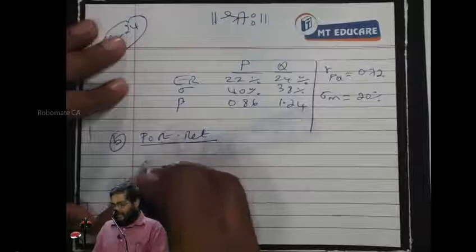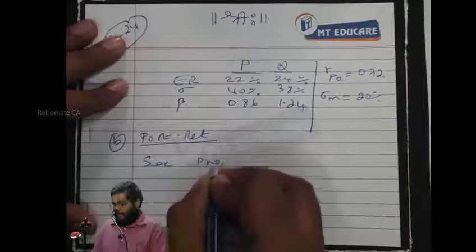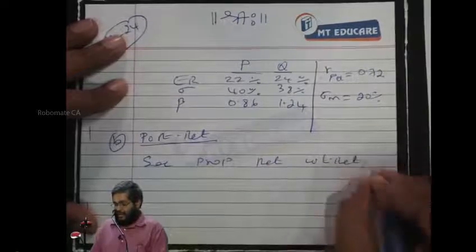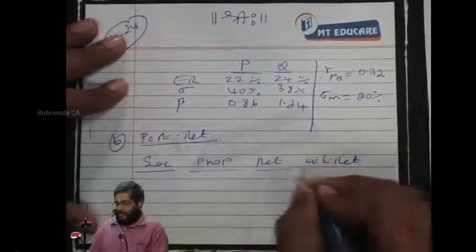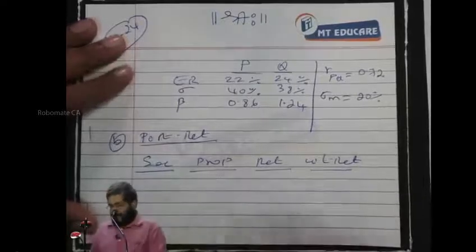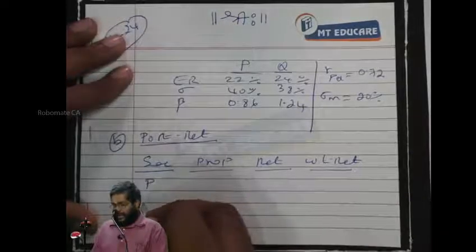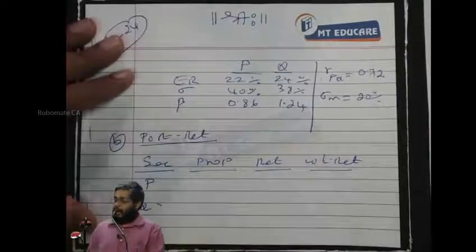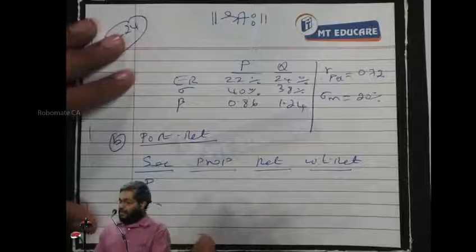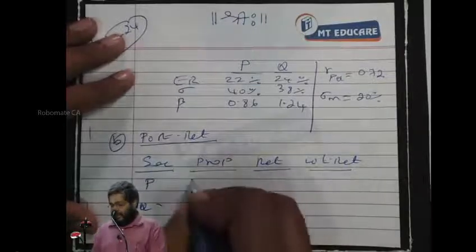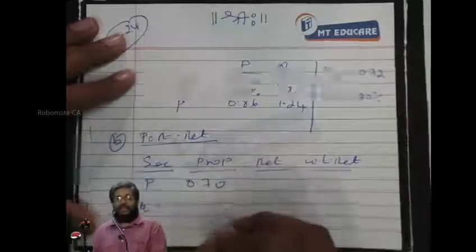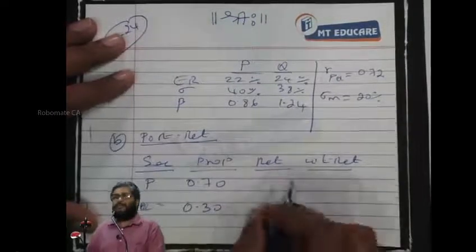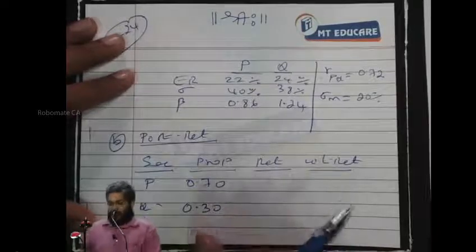What are the columns? Security, proportion, return and weighted return. Tell me the two securities, P and then Q. Be careful, in the examination they may give it in the opposite way. Okay or not? Now, what is P? How much percent? 70%. Be careful. Proportion of P is 70% and Q proportion is 30%.